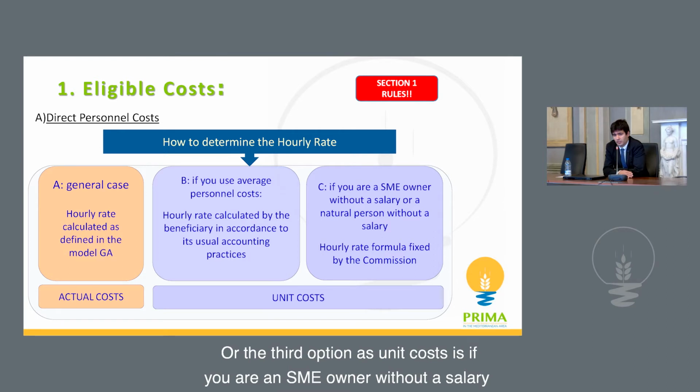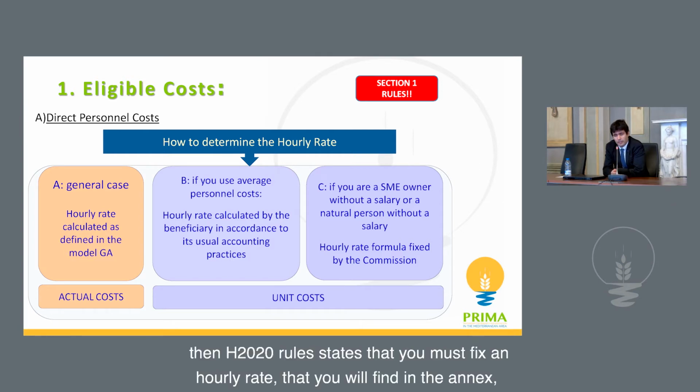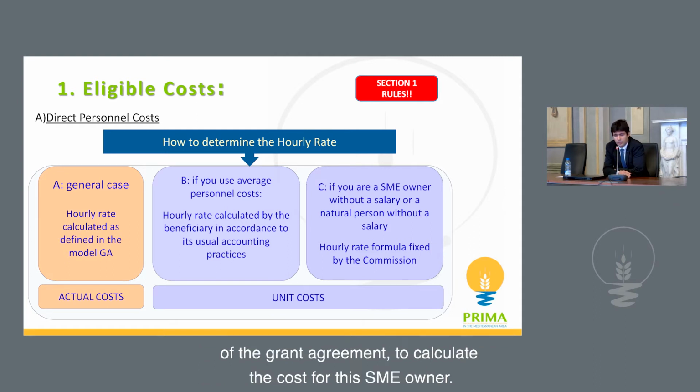Or the third option as unit cost is if you are an SME owner without a salary, then H2020 rules state that you must fix an hourly rate that you will find in the annex of the grant agreement to calculate the cost for this SME owner.